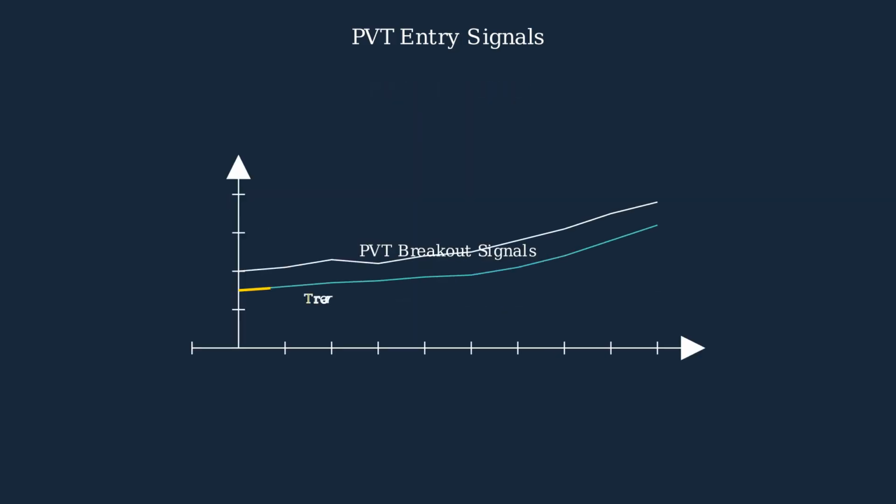Another powerful entry signal occurs when PVT breaks above a significant trend line. When PVT breaks above a descending trend line, it indicates increasing buying pressure that could drive prices higher. Knowing when to exit trades is equally important. Let's look at exit signals using PVT.